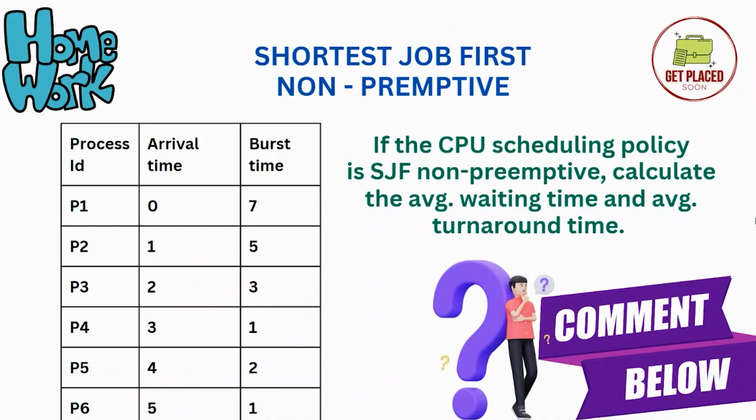In the previous video, we discussed a non-preemptive example. If you would like to practice it, make sure you take this example problem. We have 6 processes here. I gave you the arrival time and the burst time. Calculate the average waiting time and average turnaround time by applying shortest job first for this problem, and comment below the answer. This is the homework for you guys. Make sure you do it.